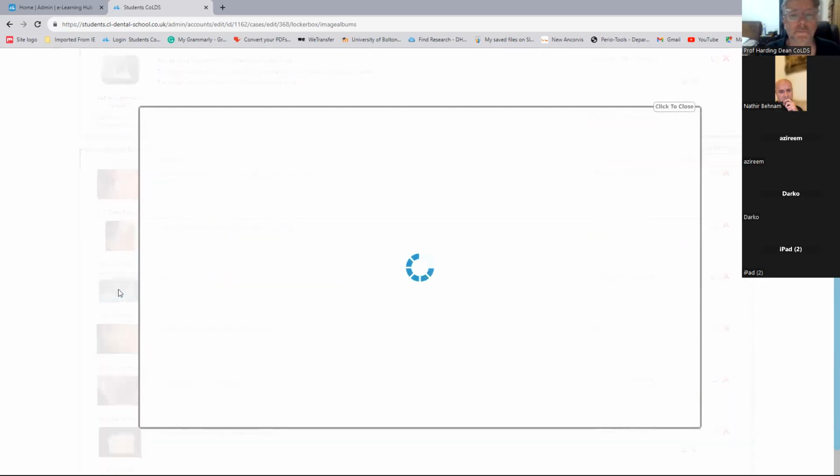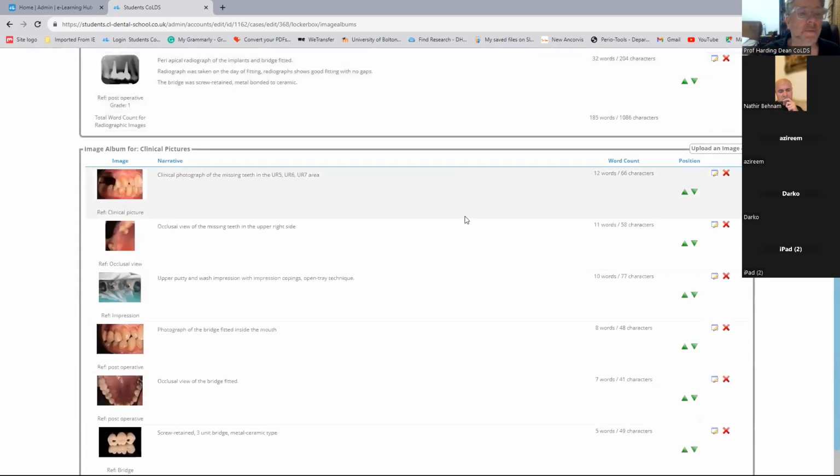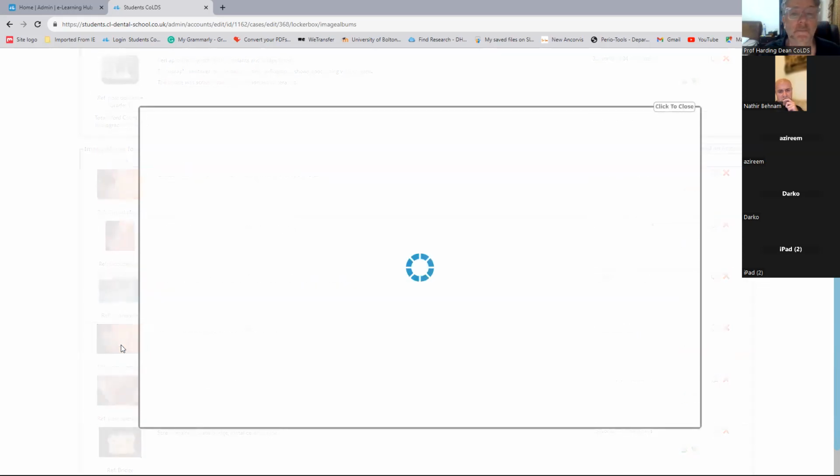What's this one? Right, you see, that's a nice transfer impression, that window tray technique, I'm presuming. Yes, that's right. So you did a window tray technique. What have we written here? Upper putty wash with impression copings, open tray technique. I don't think you can add much more to that.